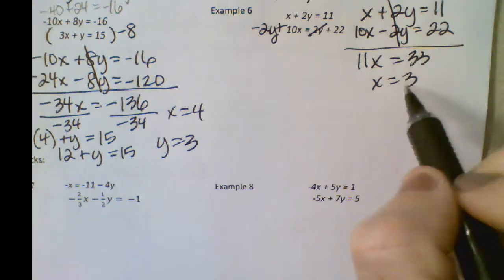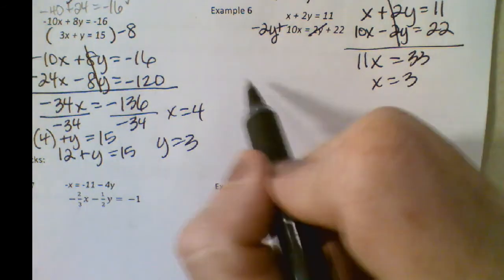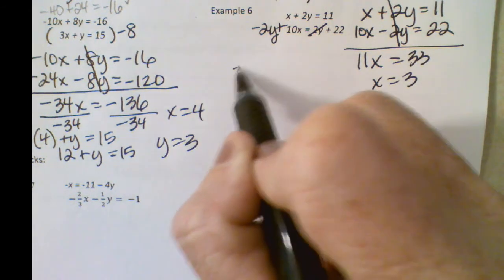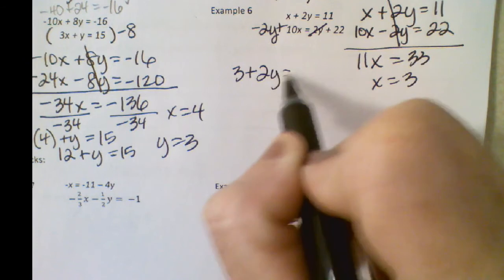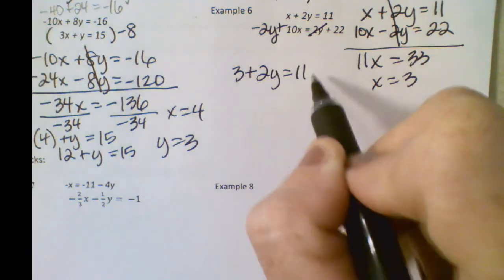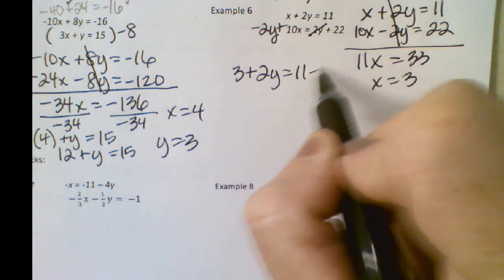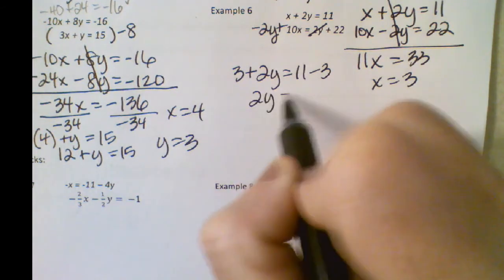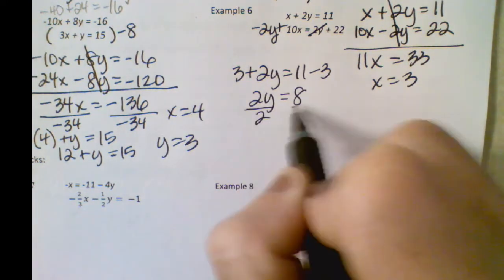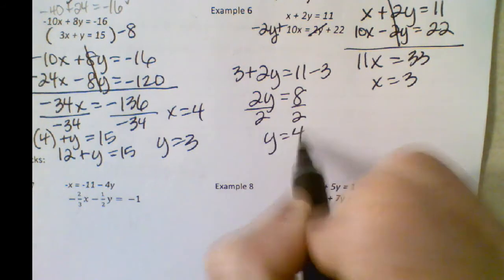And which equation do you want to plug that into? Hey, that's a good idea. So we get 3 plus 2y equals 11. How do I move that 3 over? Subtract 3, which gives me what? 8, and 2 times what gives you 8? 4, so that should be a 4.